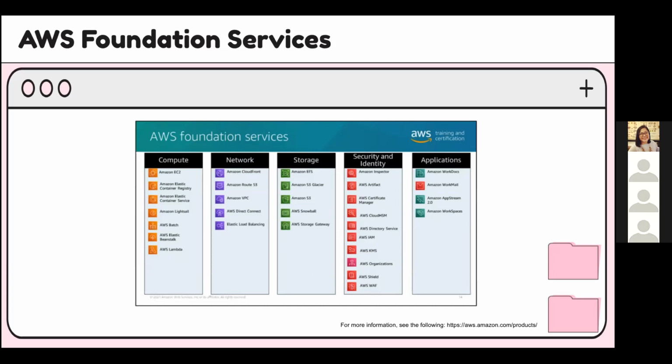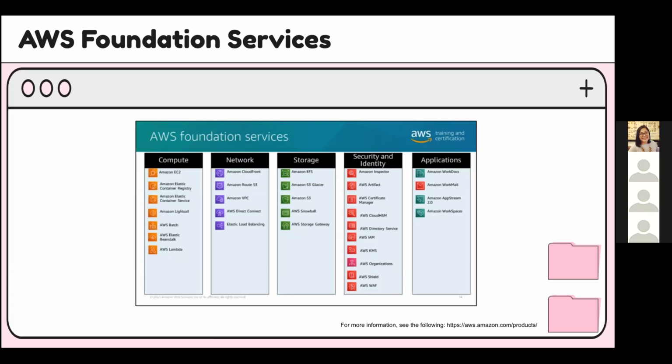Then we have the Elastic Container Registry, or ECR, the Amazon Elastic Container Service, or ECS, Amazon Lightsail, AWS Batch, AWS Elastic Beanstalk, and AWS Lambda. We will go through all of these, but for now we just want to learn the basic functionalities of these services.